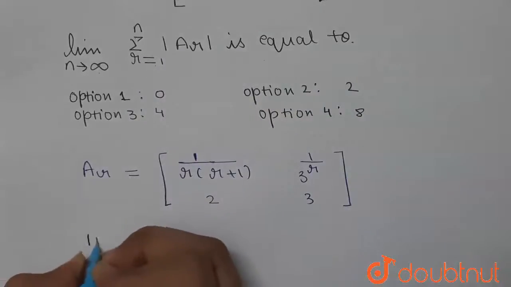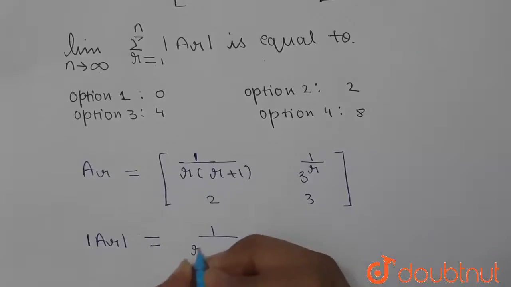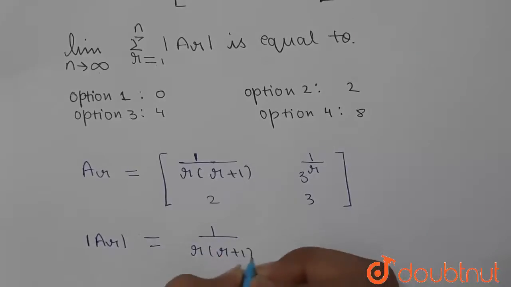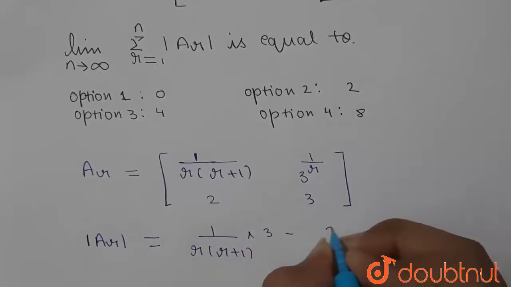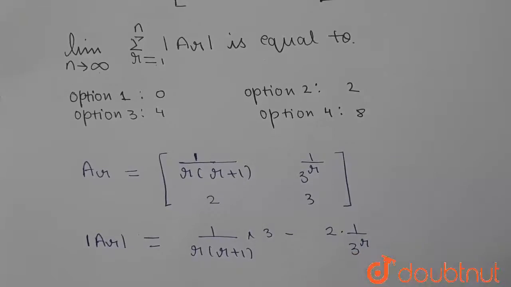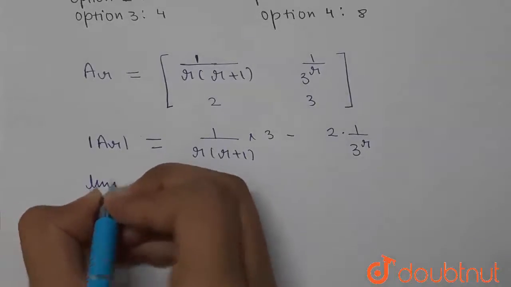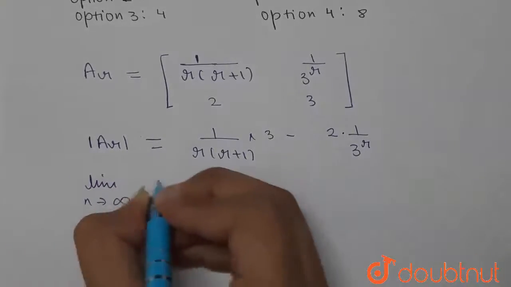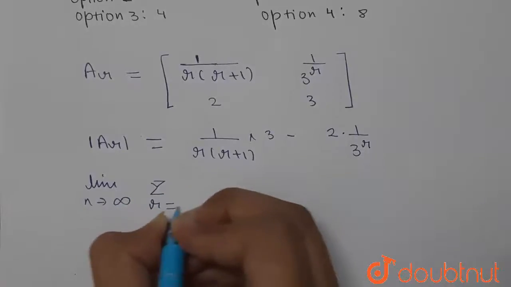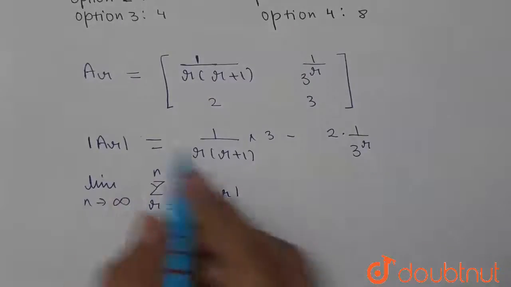So we will find the determinant of A_r. That will be equal to 1 upon r into (r plus 1) into 3 minus 2 into 1 upon 3 raised to power r. Now what we need to evaluate is the limit n tends to infinity, summation r is equal to 1 to n, of the determinant of A_r. So the determinant of A_r is equal to this.